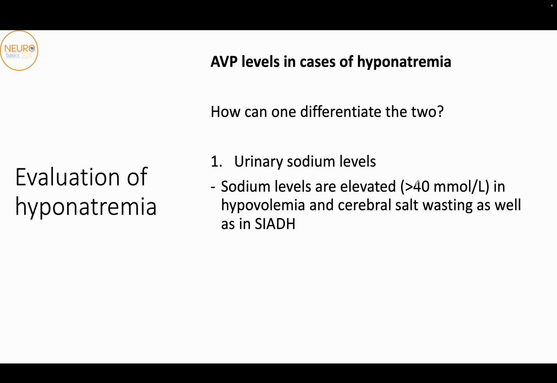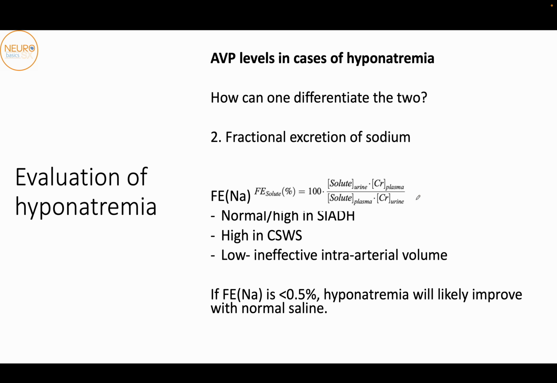Right, so on the other hand, when there's a high AVP level in patients who have hypovolemia, they can still get an elevated sodium level as well. So this elevated sodium level can happen in patients with cerebral salt wasting as well as SIADH. So you cannot use the urinary sodium levels, if elevated, to differentiate between these conditions. When that happens, you can use the fractional excretion of sodium instead.